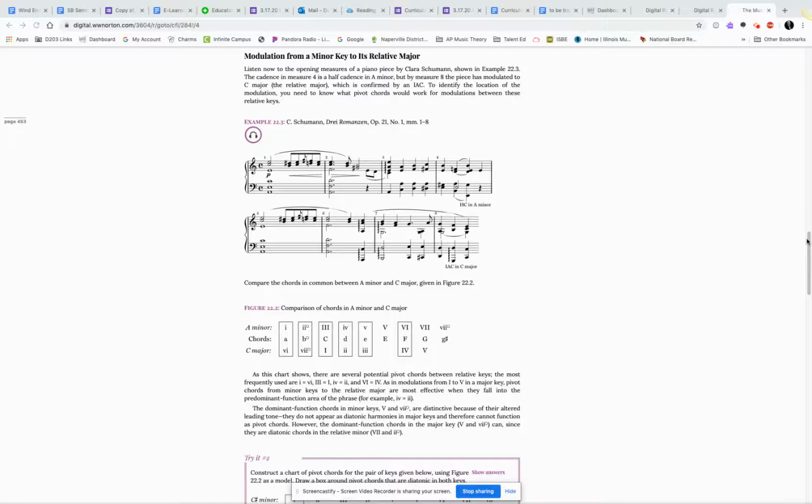Good morning, Red Hawks. This is Mr. Allstott here, and today we're going to be talking about modulation from a minor key to its relative major.